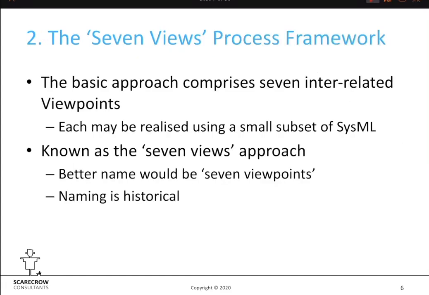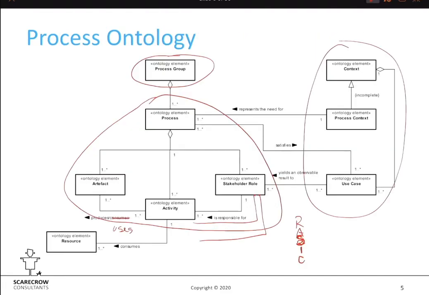So that's our ontology. Essentially, processes are made up of stakeholder roles, activities, and artifacts. They can be grouped together if you want, but you don't have to, and they have to exist because there are some requirements in context, which we call use cases, to tell you what that process or that set of processes has to exist for. Otherwise, how do you know what the process has to do, and how do you know why you need it?